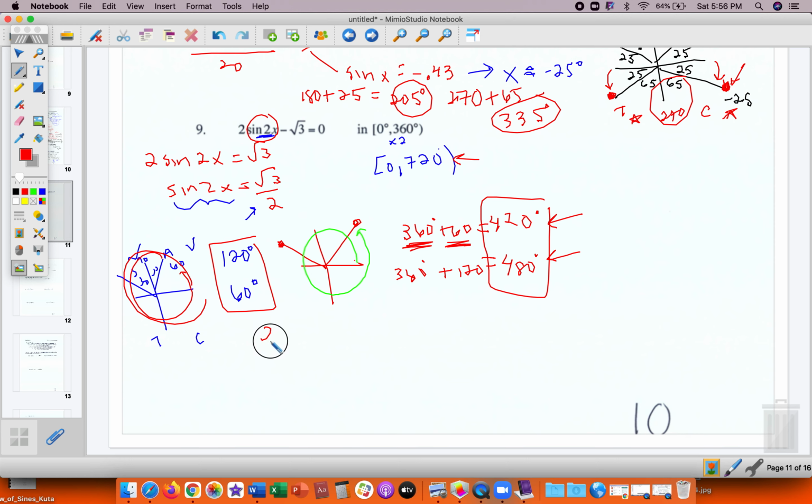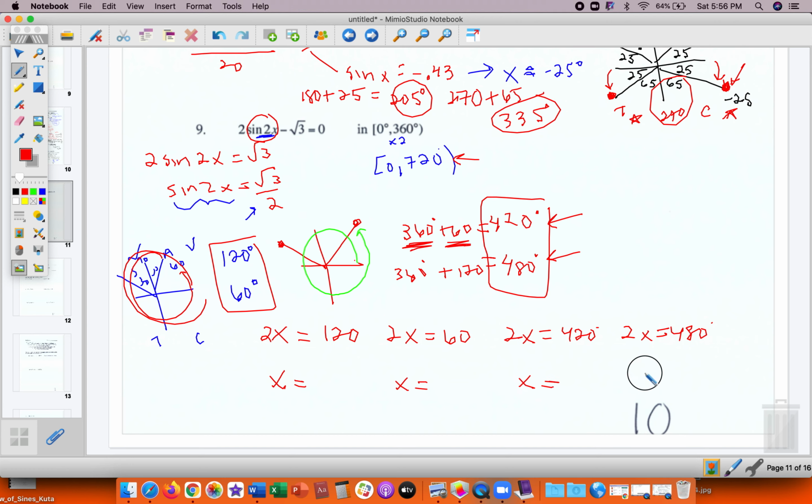What we're going to do now is say 2x instead of x equals 120, 2x equals 60, 2x equals 420, and 2x equals 480. And then when we divide all of those by 2, we'll get x equals 60, x equals 30, x equals 210, and x equals 240.